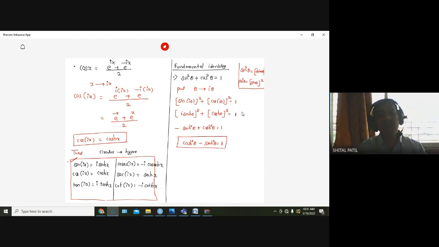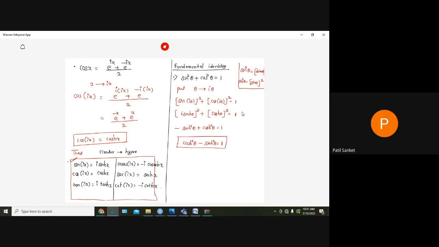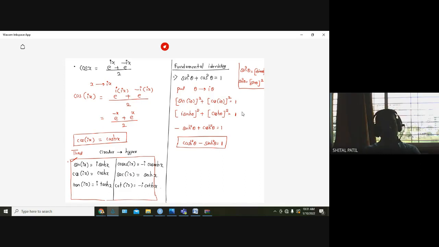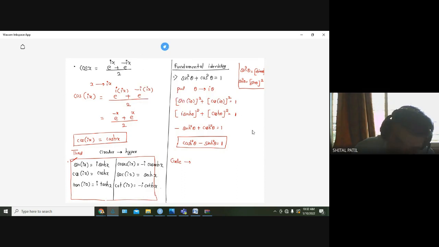Is everyone getting it? It is very important to understand this. And this equation corresponds to a hyperbola. Hope you remember the equation of a circle, x square plus y square equal to a square. Circle is like this: x square upon a square plus y square upon a square equal to 1. This is the circle.